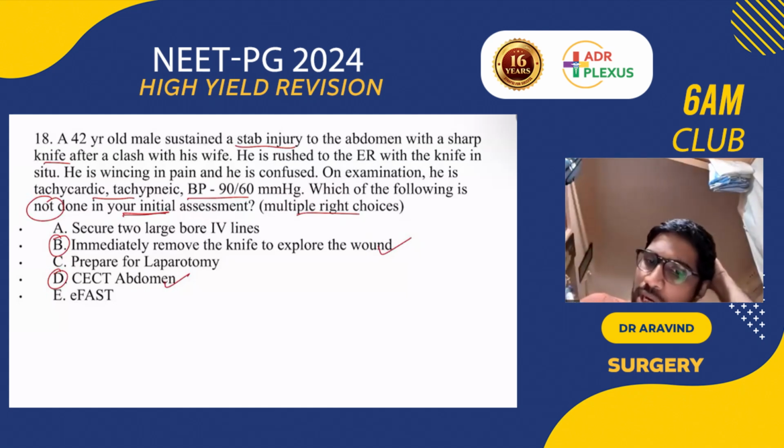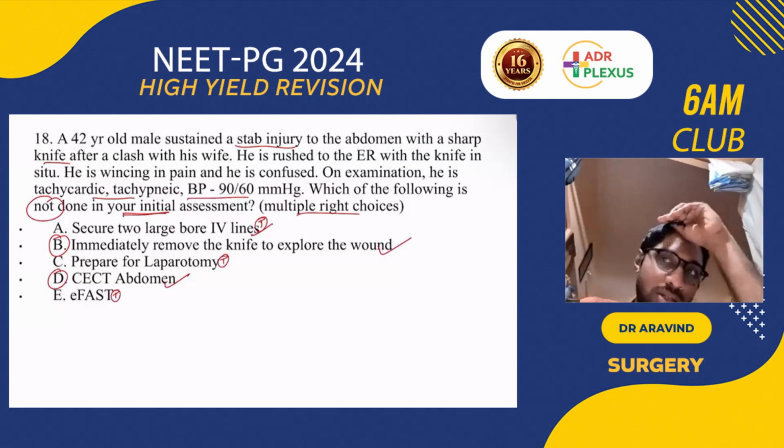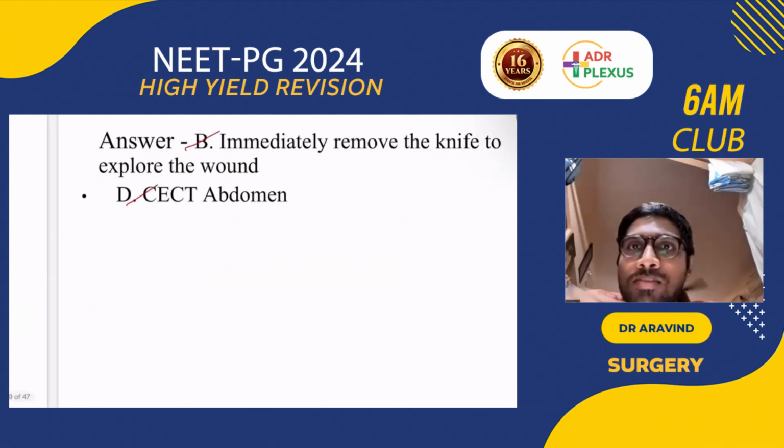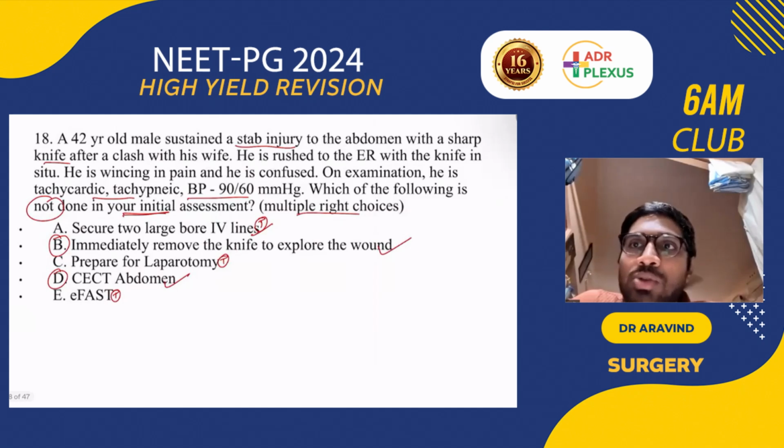So first, IV lines have to be done. This is a true statement. Prepare for laparotomy is also a true statement. And E-FAST also can be done. E-FAST is done only for blunt trauma, but in this question it can be done. FAST is only for traumatic cases.